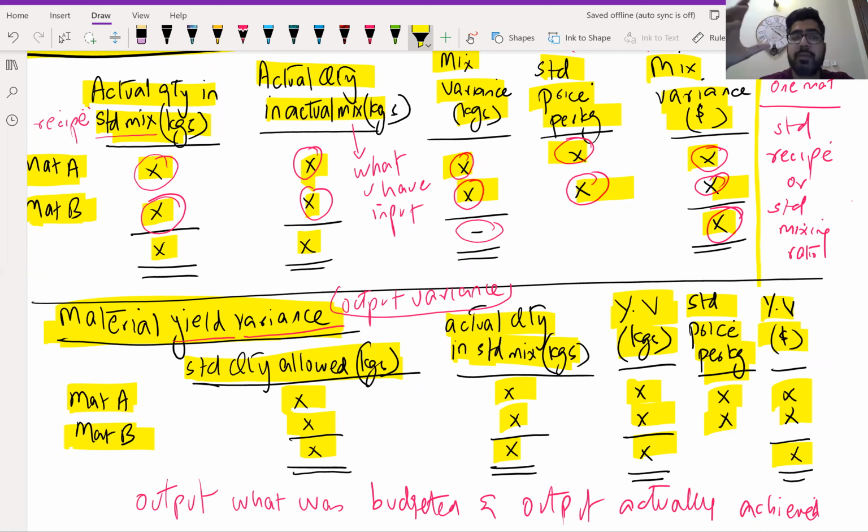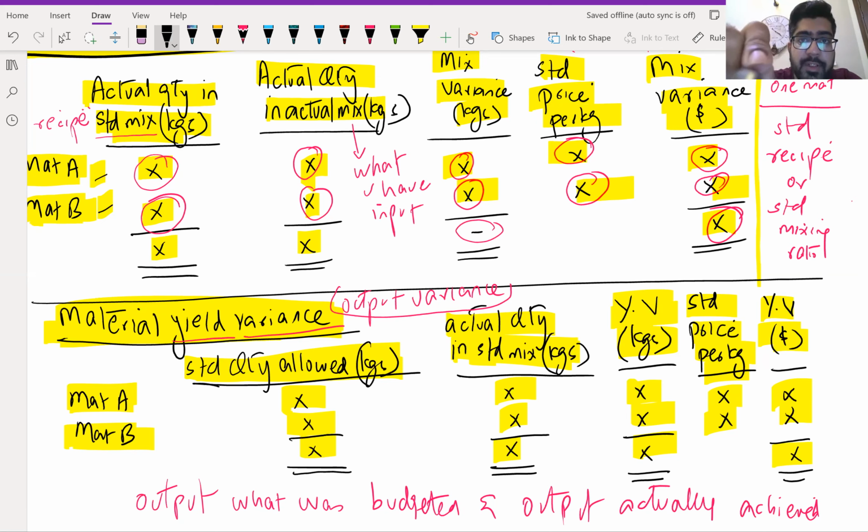To calculate mix variance, you need to make a format. Whatever materials are there, make the rows of those materials. The first column is called actual quantity in standard mix, which is the recipe. You need to write that. Then actual quantity in actual mix, what you have input. Comparison gives mix variance in kg, then standard price per kg, then currency. And yield variance is the output variance: make two rows of materials, standard quantity allowed, actual quantity in standard mix, yield variance in kgs, price per kg, currency.